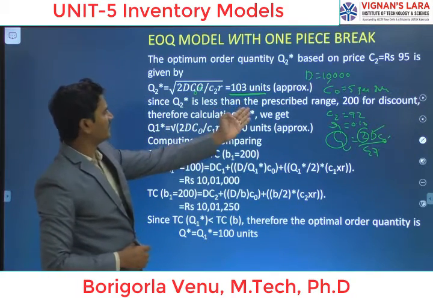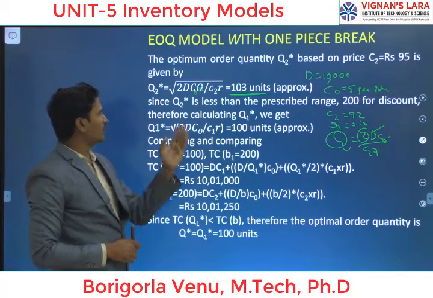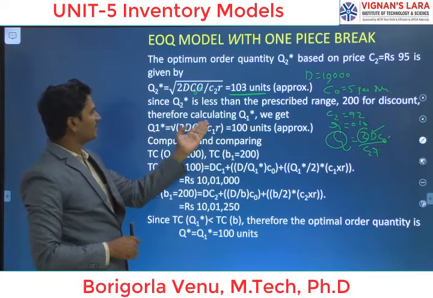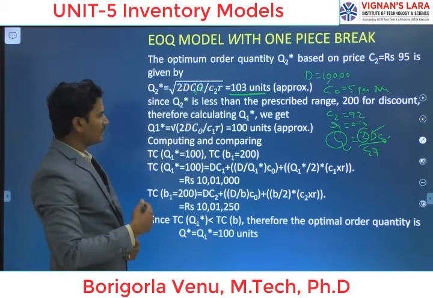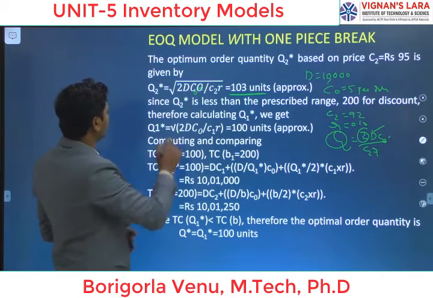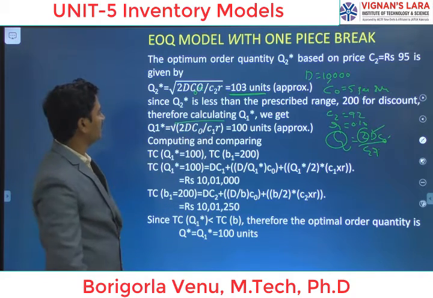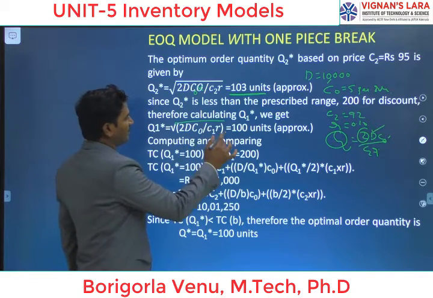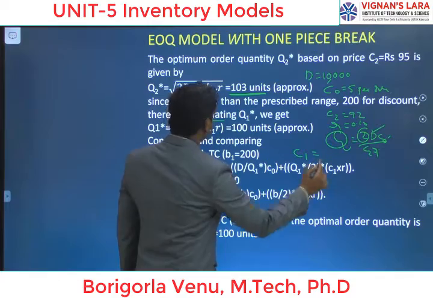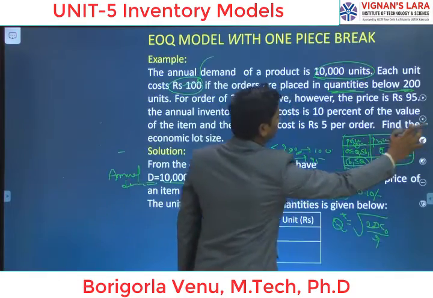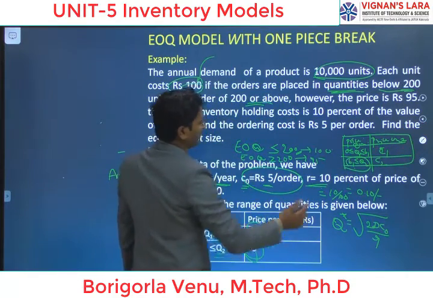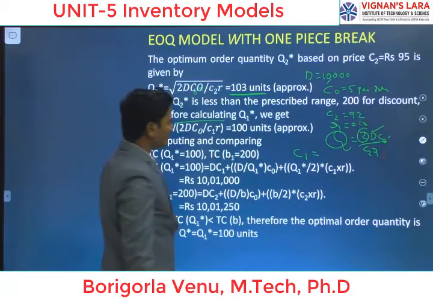Here it is less than the prescribed range, 200 for discount. Therefore, calculating Q1. Now we are going to calculate the Q1 value by using the same formula, but here we are going to change the C1 value. 2DC0 by C1R. Here the C1 is as per the table. The C1 value is this 100. Okay, C1 is equal to 100.